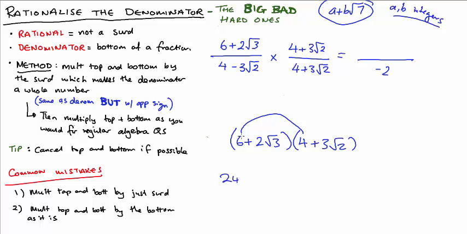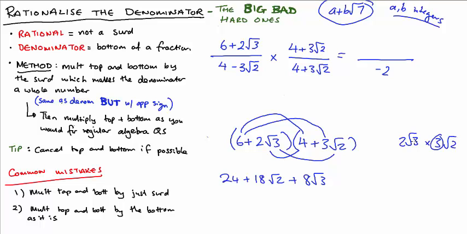24. This one is going to be 18 root 2. This one is going to be 8 root 3. And this one, just be careful, 2 root 3 times 3 root 2, 2 times 3 is 6, root 3 times root 2 is root 6. Can't do much more with that, unfortunately. And that's it, that's literally it.